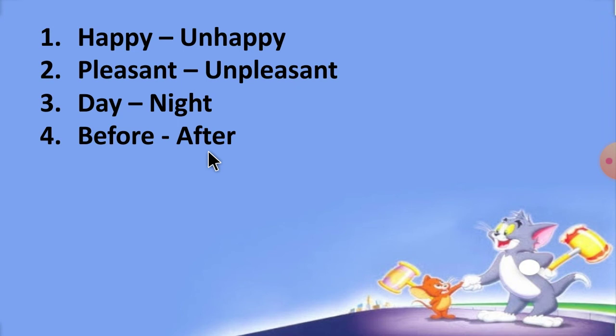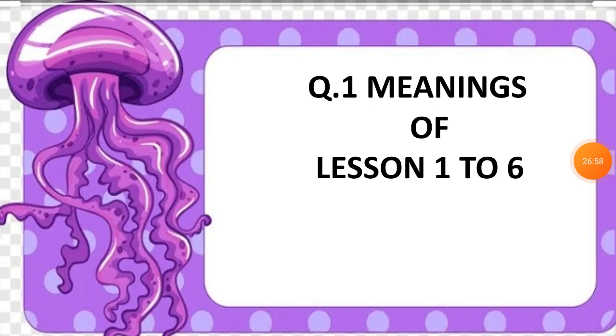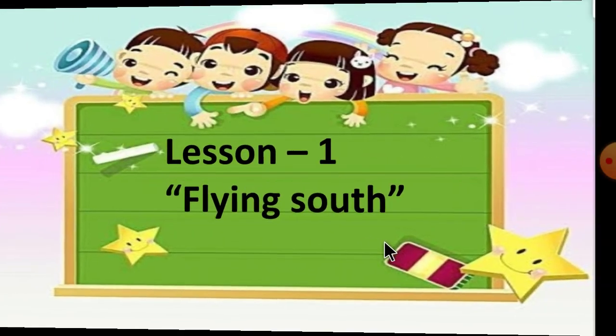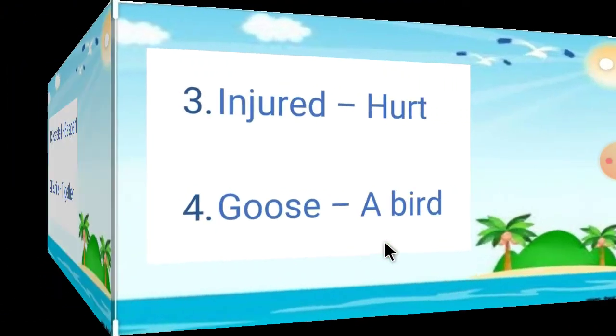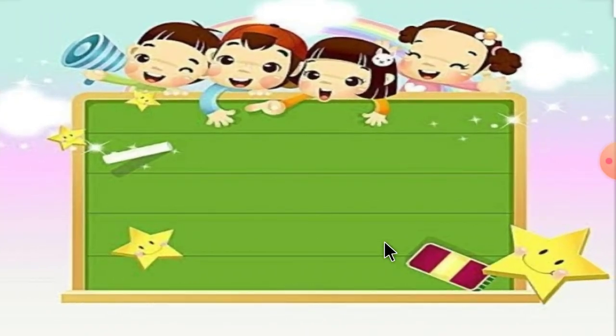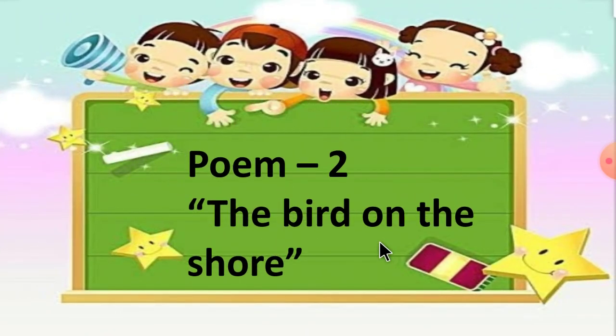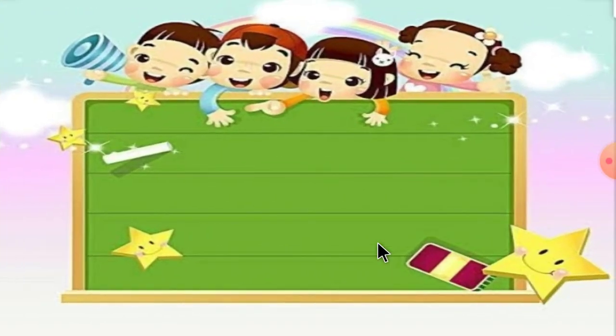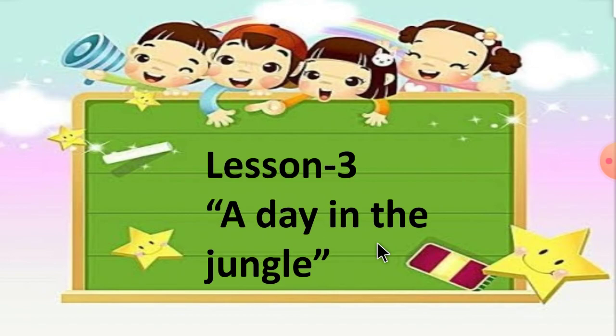So now let me show you how many questions we have completed today. So my dear students, today's session we started with question 1, meanings of lesson 1 to 6. First we have seen meanings of lesson number 1. After that we have seen meanings of poem number 2. Then we have completed meanings of lesson 3.